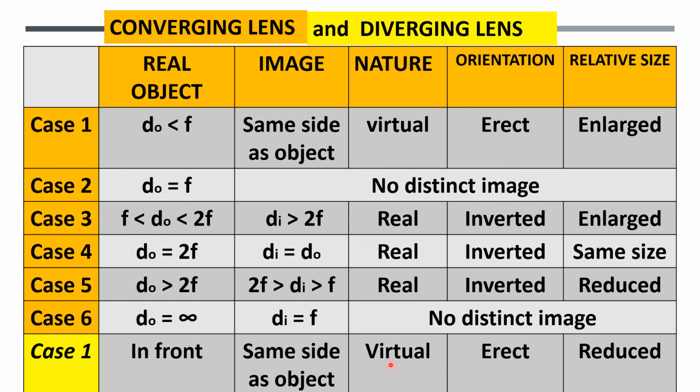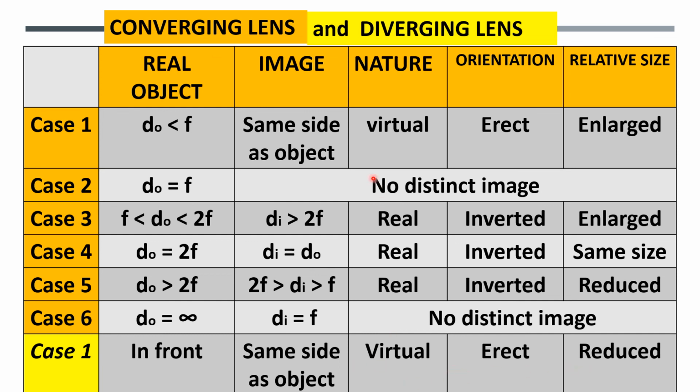So no matter what the focal length of a diverging lens is, and no matter how far the object is from the lens, as long as it is at a finite distance and not at an infinite distance, we will only have one result for the image: virtual, erect, and reduced in size.